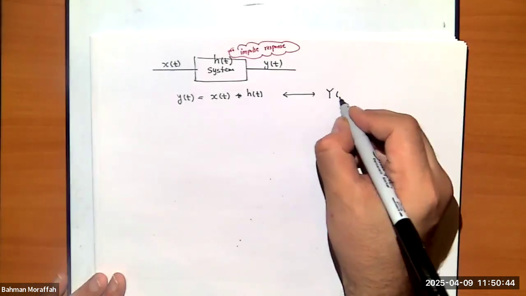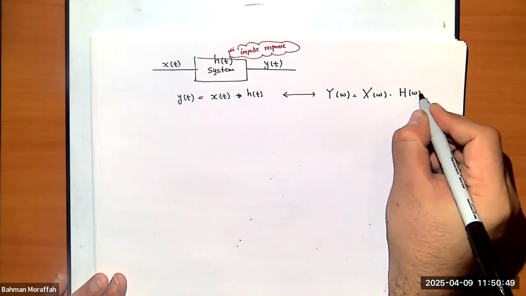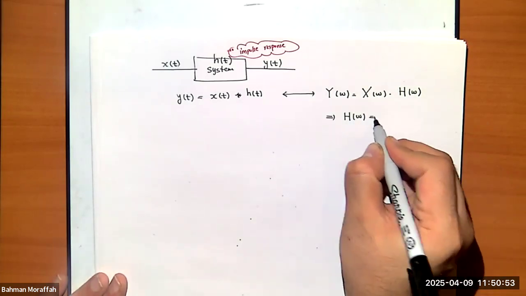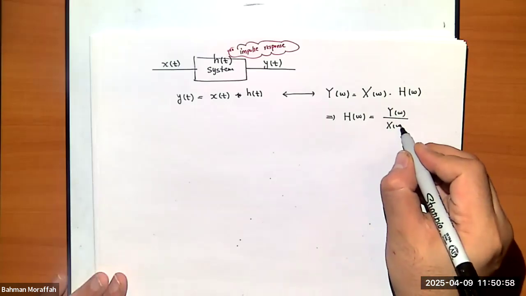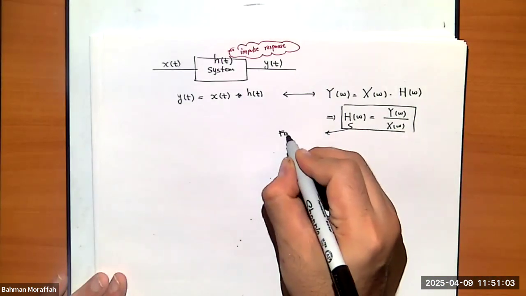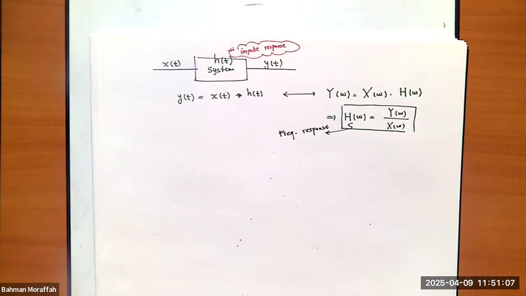And we know Y of omega would be X of omega times H of omega, right? And therefore we define H of omega, which was our frequency response, to be Y of omega, which is the output, divided by the input. And this is our frequency response. Again, remember this frequency response is a complex number. We decided to plot the magnitude and the phase.